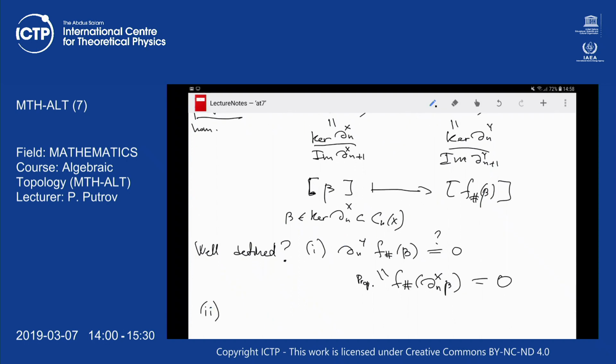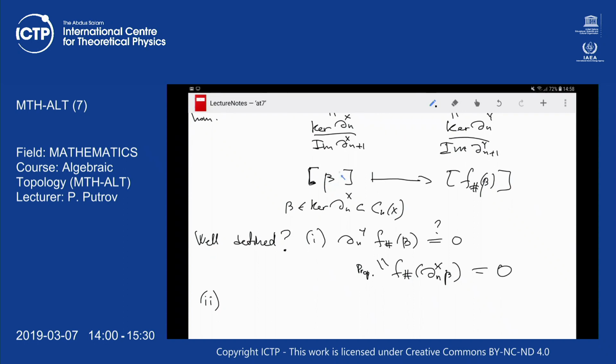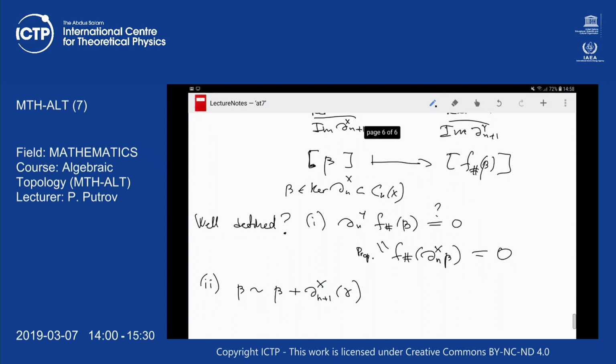And the second part of well-definedness is that we can take a different representative of the homology class. So suppose that instead of beta, we take beta plus some element of the image of the boundary homomorphism, say gamma. This is the only freedom we should have.